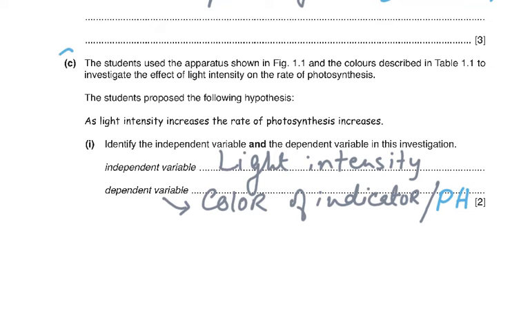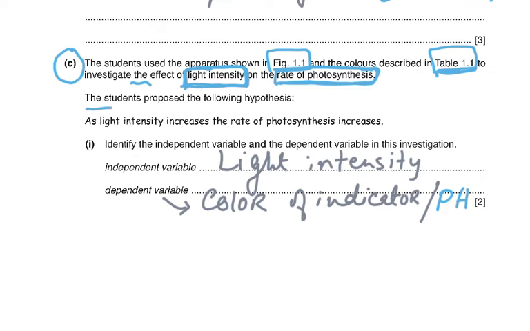Now let's look at part C of the question. The students use the apparatus shown in figure 1.1 and the colors described in table 1.1, to investigate the effect of light intensity on the rate of photosynthesis. So what is being investigated? The effect of light intensity on the rate of photosynthesis. The students propose the following hypothesis: as light intensity increases, the rate of photosynthesis increases.